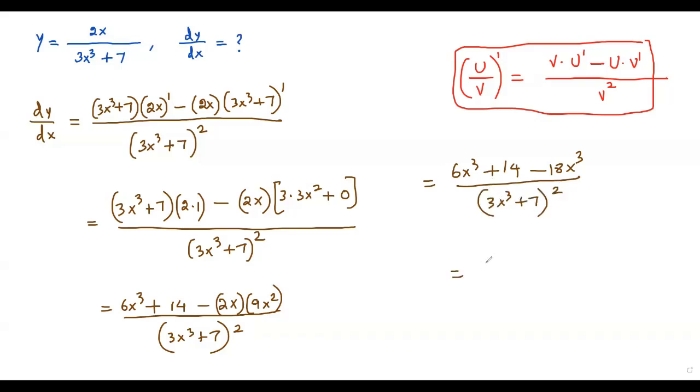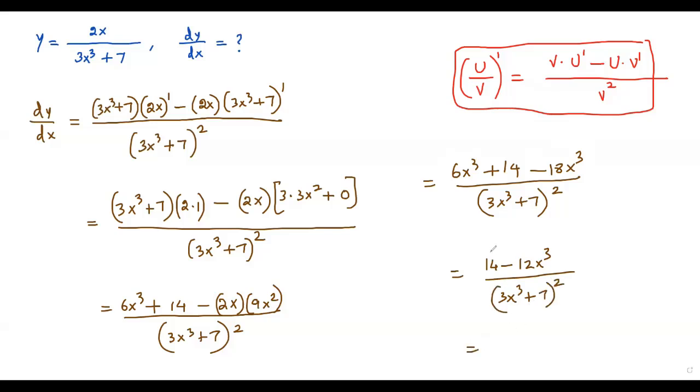Here 14 minus. I can combine 6x cubed and minus 18x cubed because both of them are like terms, since both terms contain x cubed. When I combine plus 6x cubed minus 18x cubed, it will become minus 12x cubed over 3x cubed plus 7 the whole squared.